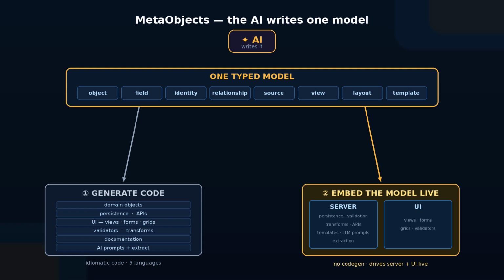Meta-objects flips that. The AI writes one typed model, and from that single model, you either generate idiomatic code or embed the model live in your app to drive the server and the UI directly. One model, the whole app.